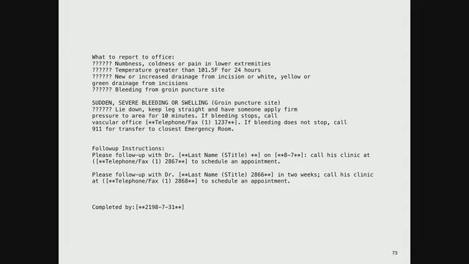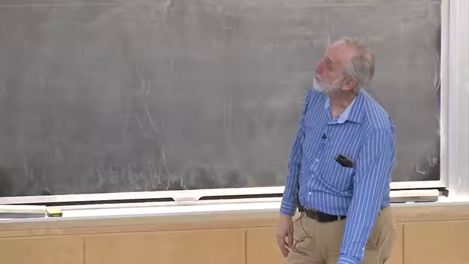And here's what you should report if it happens. If you have sudden severe bleeding or swelling, do this. Follow up with a doctor, call his clinic at this number to schedule an appointment, and then follow up with another doctor in 2 weeks. Okay.